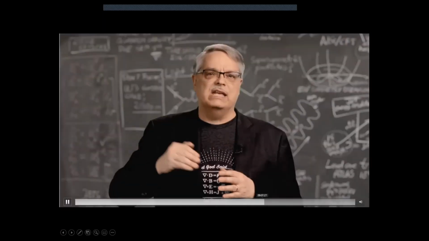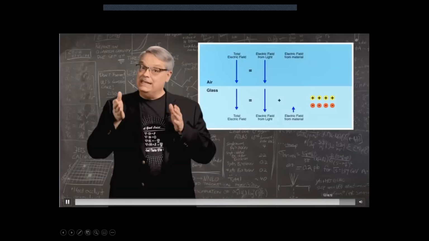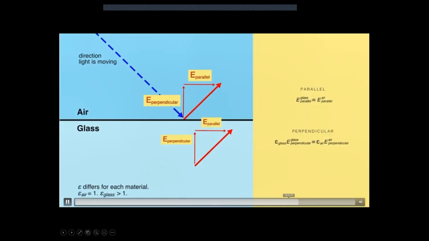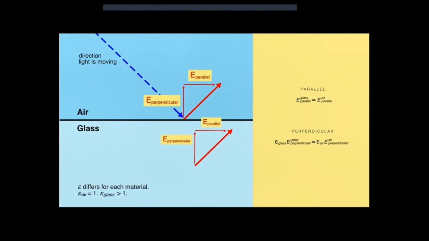So why does the light bend? It's because of how the electric field sets up and depends on the molecular structure. Okay, so let's see if we can come up with a better explanation for this one.